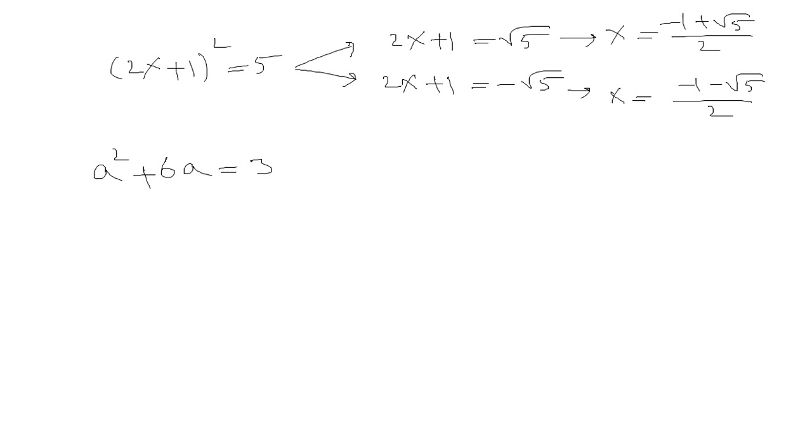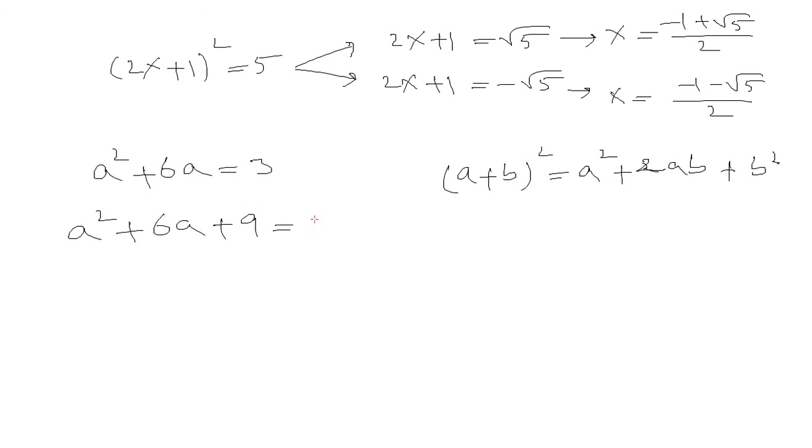But you can be creative at this point and you can make a perfect square on one side, because if you remember the formula (a plus b) squared, that gives me a squared plus 2ab plus b squared, yeah? So I can build this on one side of the equation. So if I add 9 to both sides, I get a squared plus 6a plus 9 equals 3 plus 9.